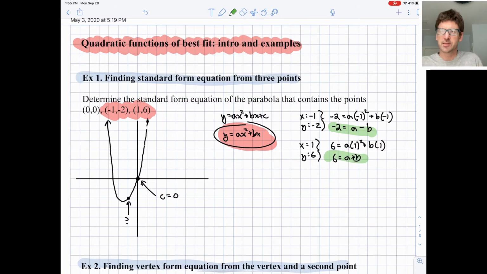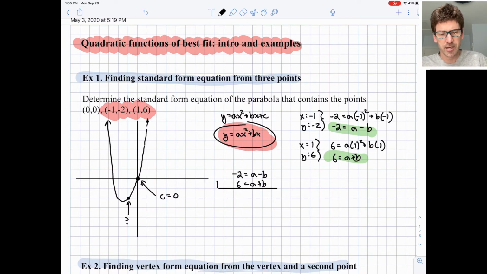Okay, so we have a system of equations, and we'll be able to solve for a and b. Let me write those separately down here. We have -2 equals a minus b, and 6 equals a plus b. So hopefully you remember solving systems of equations, we can use the elimination method.